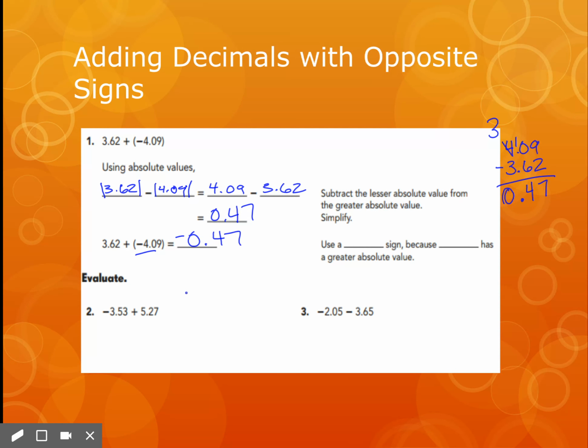In number 3, I have negative 2.05 minus 3.65. It's important to change all subtraction to addition. So I would have negative 2.05 plus a negative 3.65. Now I'm adding two negatives, so again, I'm just going to line them up. 2.05 plus 3.65, and I get 5.70, or just 5.7. Because they both are negative, I need to assign my negative sign at the end. So negative 5.7 is the answer you should have come up with.